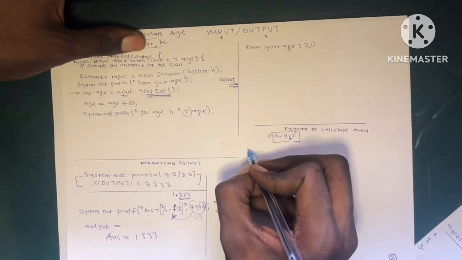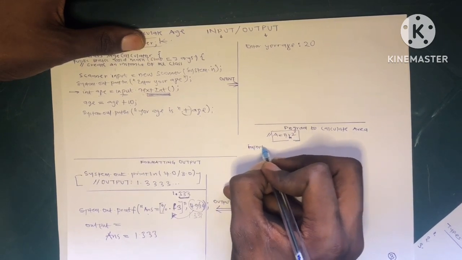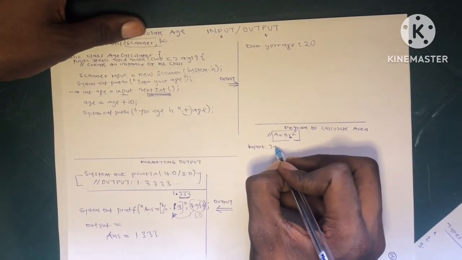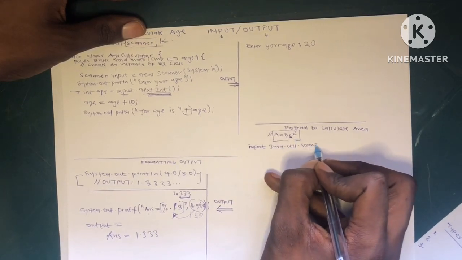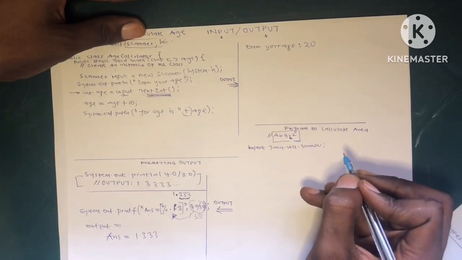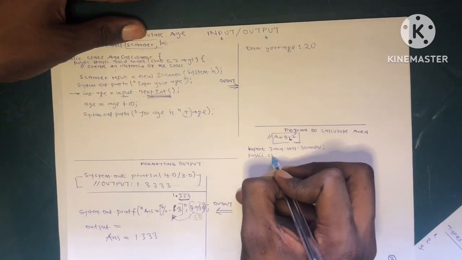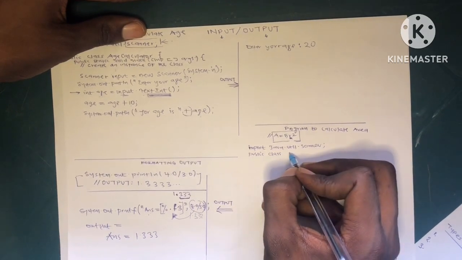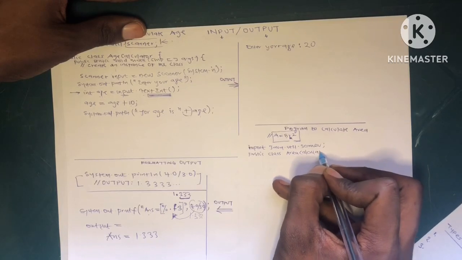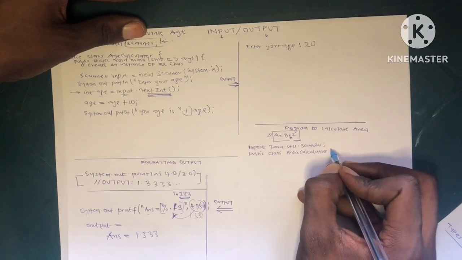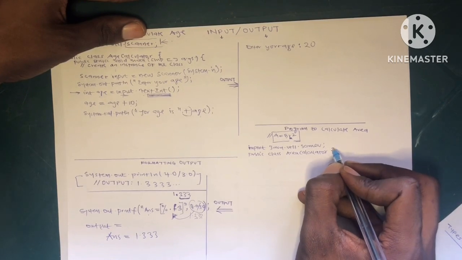We have to import our Scanner class. Import java.util.Scanner. Next, what did I say? Now you create your class name, public class. What is the name of this program? Let's say AreaCalculator. Yeah, AreaCalculator. Then you put an opening brace. This is an opening brace.